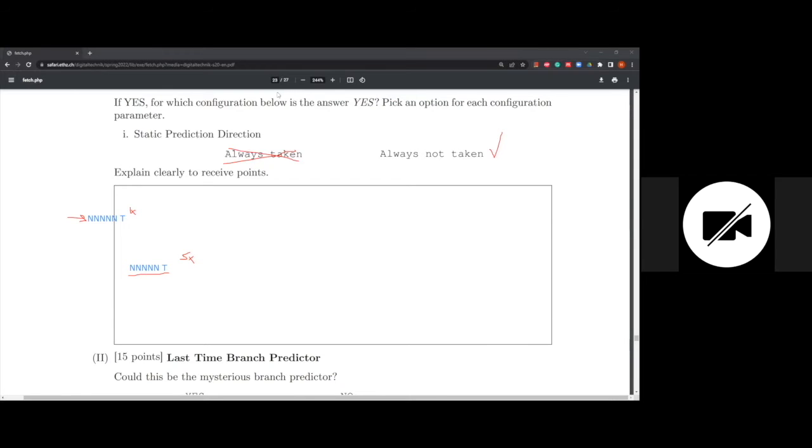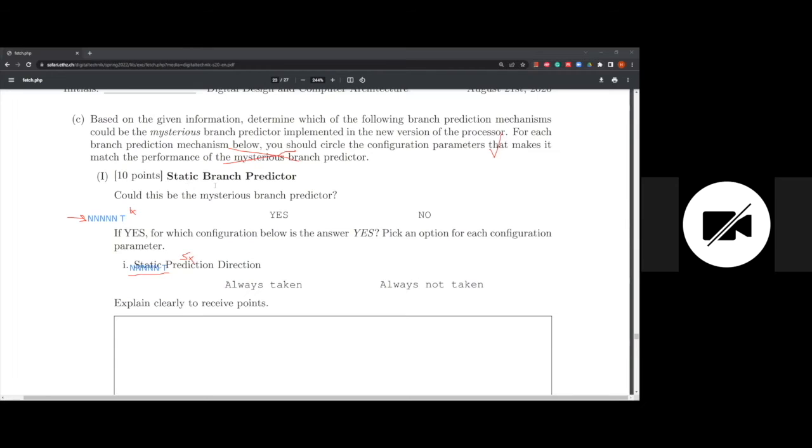And then here we can say that the mysterious branch predictor could be the static branch predictor with the always not taken option. So here the answer is yes. And the option that satisfies the given requirements is always not taken.